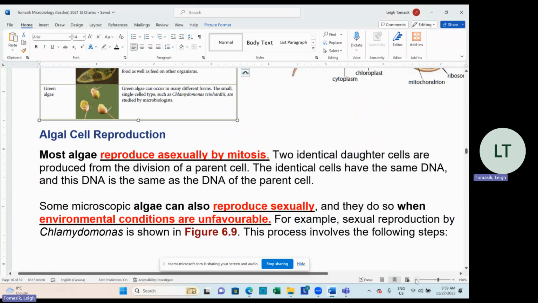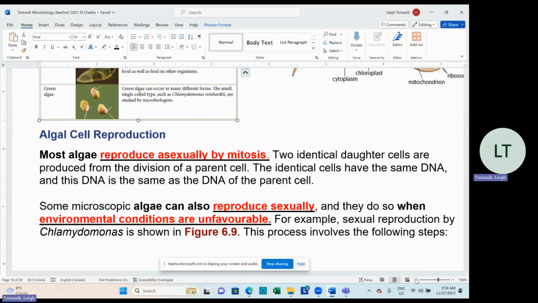So we've talked about what they look like, and we've talked a little bit about how they propel themselves. Let's talk about reproduction. Most algae reproduce asexually by mitosis, right? Which means that they produce genetically identical offspring. Two identical daughter cells are produced from the division of a parent cell. Identical cells have the same DNA as the parent cell.